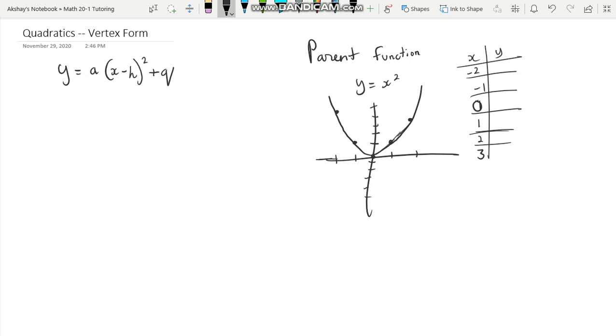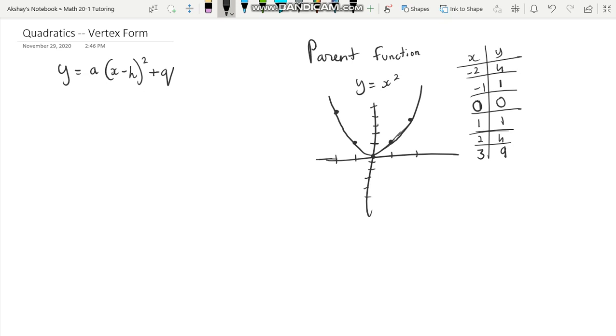So our parabola or quadratic function has a parent function, which is y is equal to x squared, and I've graphed that out here. I've taken a few points: 1 squared is 1, negative 1 squared is 1, 0 squared is 0, negative 2 squared is 4, 2 squared is 4, 3 squared is 9. And I've plotted my 0, 0, my 1, 1, my 2, 4, my negative 1, 1, and my negative 2, 4.